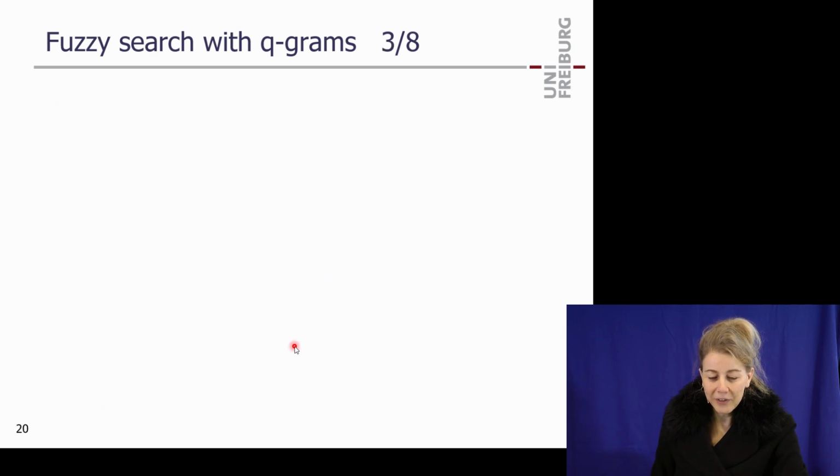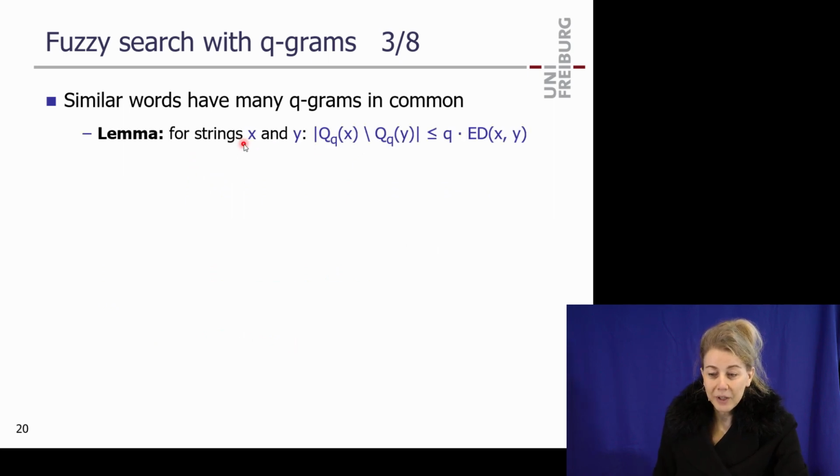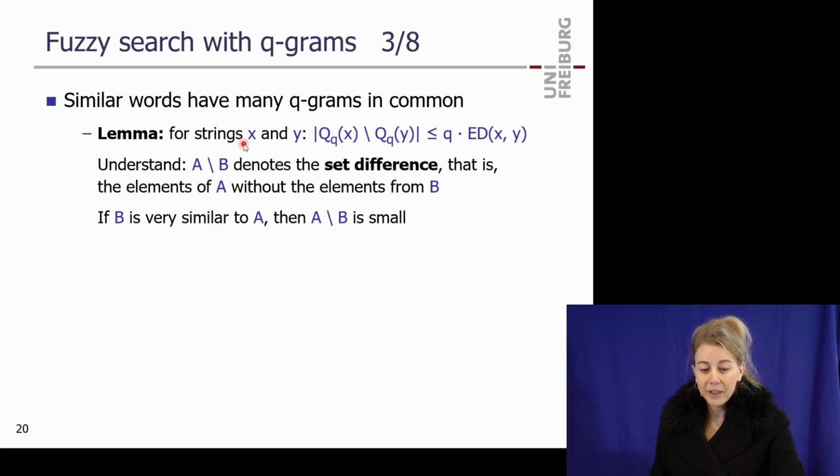So we have established that. So, similar words have many q-grams in common. And here's a lemma, and before we prove the lemma, let's look at an example.